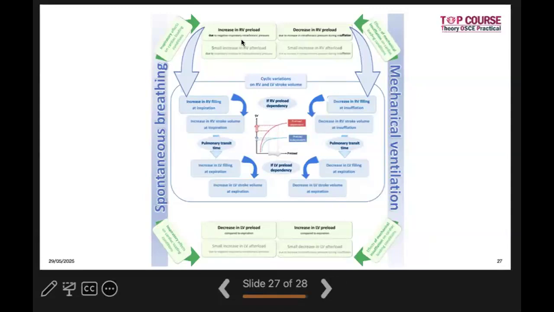But when you see the spontaneously breathing patient, there is going to be an increase in the RV preload because of the negative intrathoracic pressure. There is going to be, similarly, a small increase in the right ventricular afterload, but the left ventricular preload is going to go down because of the serial and the parallel ventricular dependence, and the left ventricular afterload is going to go high because of the increased transmural pressure. Okay. So this is the overall gist of heart-lung interaction.